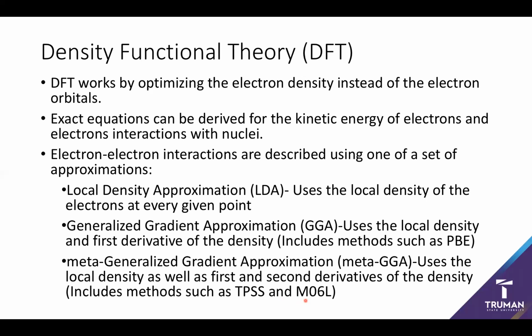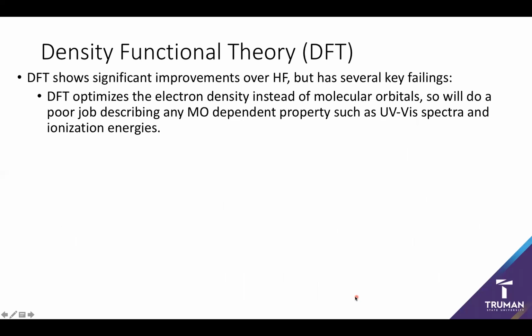However, it turns out that DFT is not perfect. It tends to have a couple of systematic failures. One of the biggest ones is that you can't really use DFT to describe any variable that includes molecular orbitals. It's going to do a very poor job of describing any MO-dependent property, such as HOMO-LUMO gap, UV-vis spectra, and ionization energies, because all of these are dependent on the energy of the molecular orbitals. Because DFT is optimizing the density, it generates an ad hoc set of molecular orbitals, but they're not very good. Consequently, if you're trying to take pictures of your molecular orbitals, don't use DFT.